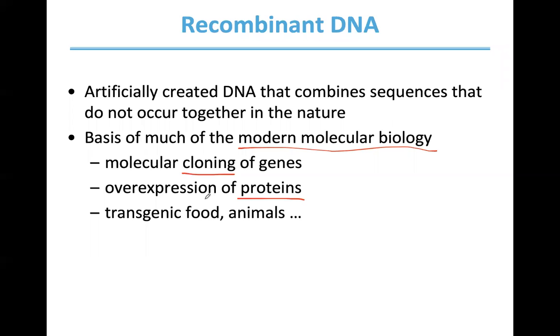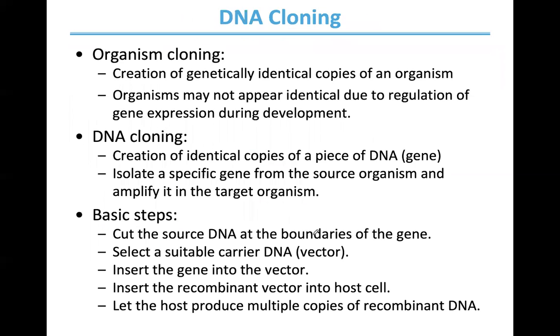So we're going to use, for example, E. coli. We're going to use bacterial cells to make proteins for us. And transgenic foods and animals. So you already know some about this. In fact, that has to do with organism cloning. Organism cloning, you have heard of this through multiple sources, right? So basic creation of genetically identical copies of an organism.